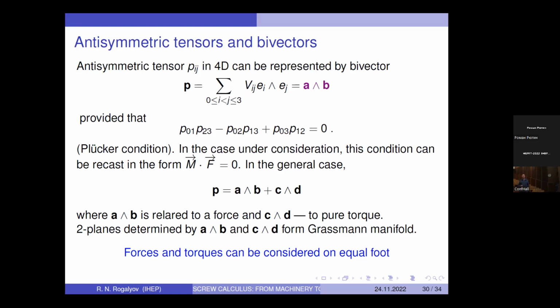In the general case, an antisymmetric tensor in four-dimensional case can be represented as a sum of two B vectors. In our case, the former B vector is related to force, and the latter B vector can be related to pure torque. And as I explained previously, this representation is not unique, but it always exists.